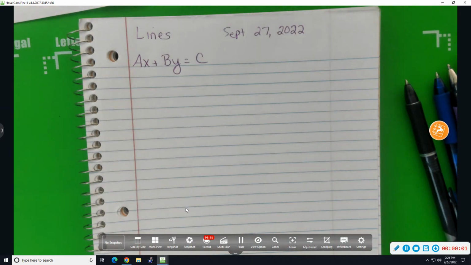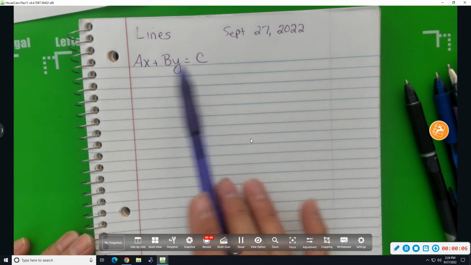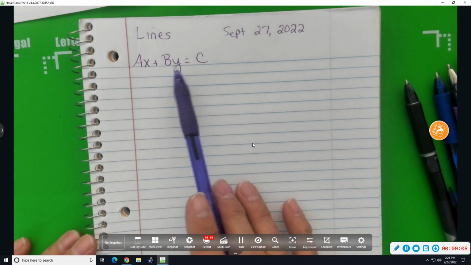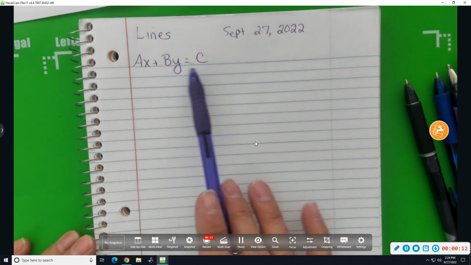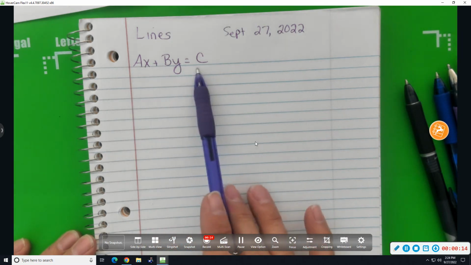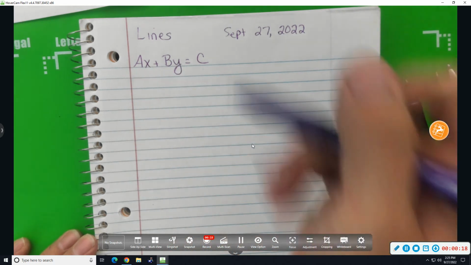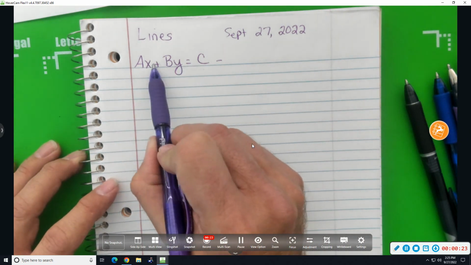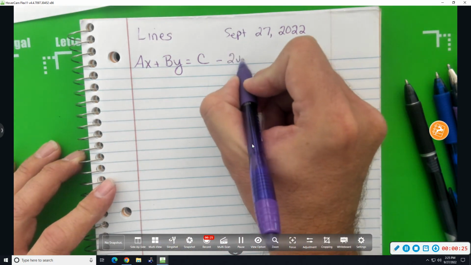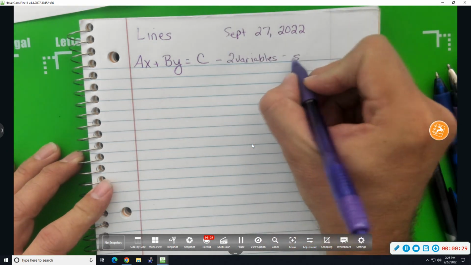Good afternoon. The last time when we were graphing lines, we said that the equation of a line has no exponents in it. If you can write the equation in the form ax plus by equals c, then that's a line. There's no exponent on the x or y. If there's both x and y, two variables in the equation, then that's a slanted line.